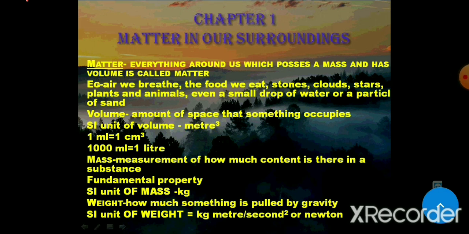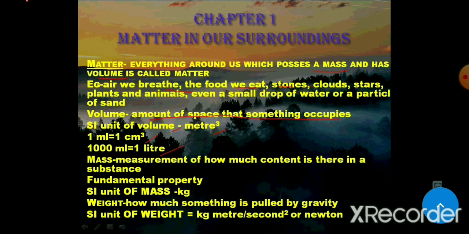At first, we saw that everything around us which possesses a mass and has a volume is called matter. That means to be a matter, it must possess a mass and a volume. The examples are the air we breathe, the food we eat, the stones, cloud, coronavirus, mobile, computer, everything. Now, the volume is the amount of space that something occupies. The SI unit of volume is meter cube. 1 milliliter is equal to 1 centimeter cube and 1000 milliliter makes 1 liter.